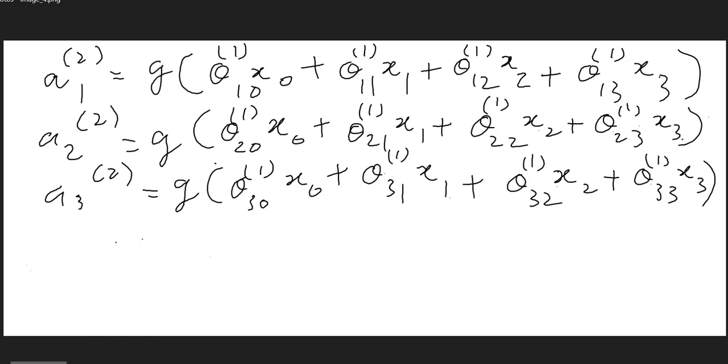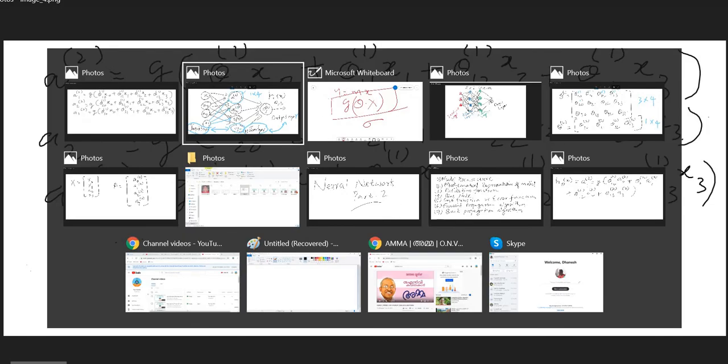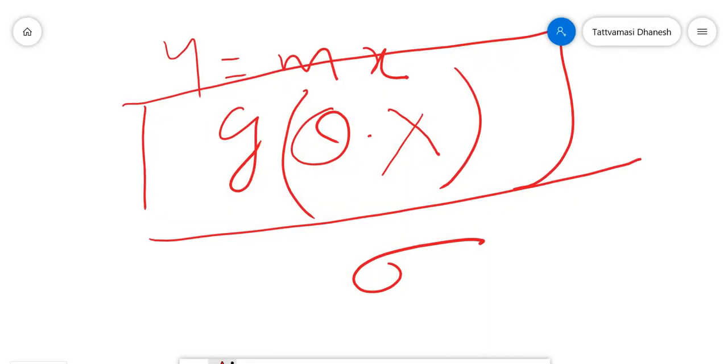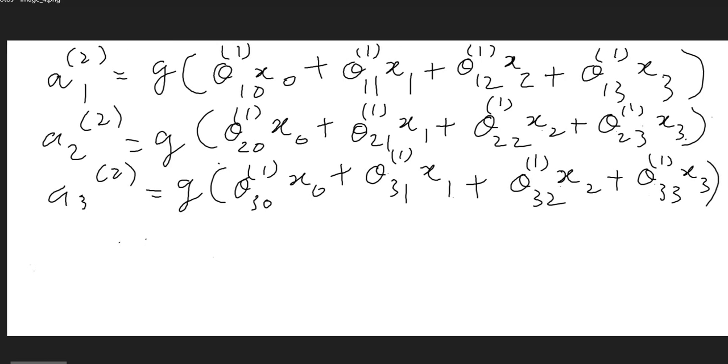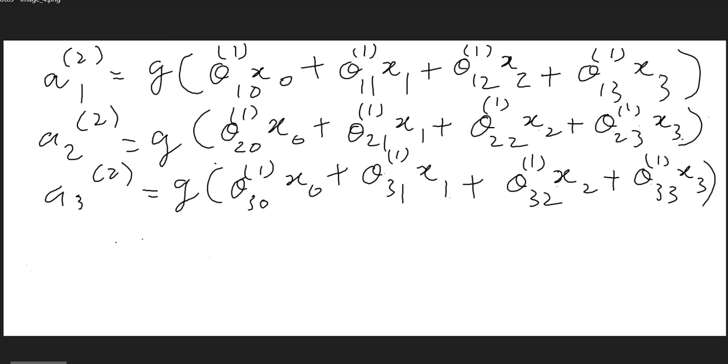First you need to sum these products I told you here, right? Theta into x. So that you need to sum everywhere. So you will get theta 21 into x1, theta 22 into x2 plus theta 23 into x3. To that you apply the activation function g. In the same way, a32 will be g of theta 30 into x0 plus theta 31 into x1.